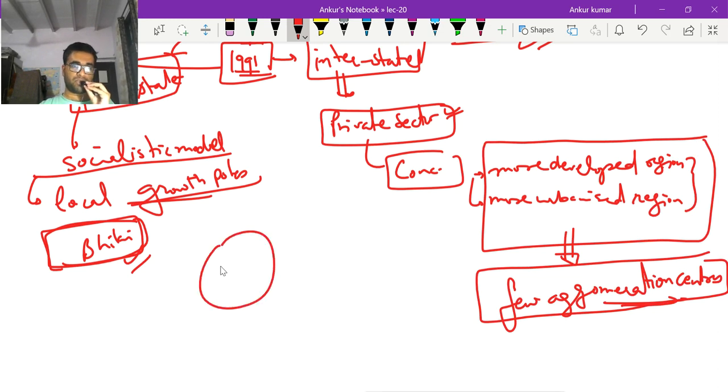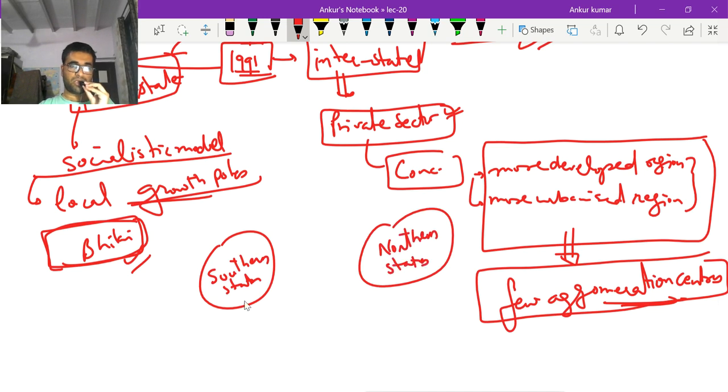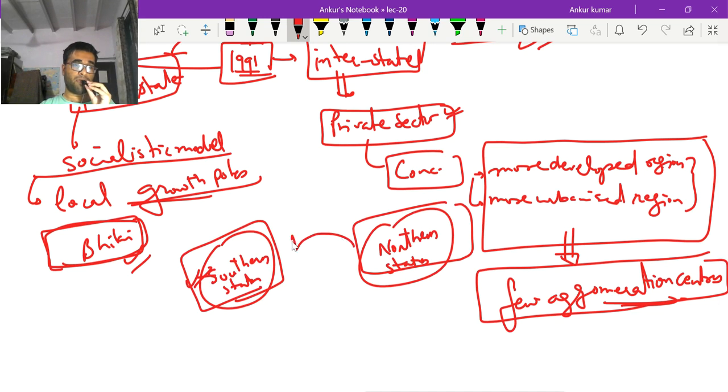For example, on one side the southern states and on another side the northern states. Okay, the southern states took more benefit of the LPG reforms as compared to the northern states. So they were more benefited by the LPG reforms of 1991. As a result, the economic opportunities were more in the southern states. So we can say that the general pattern of migration was from north to south. Okay, so the earlier distinction of intrastate changed into interstate migration.